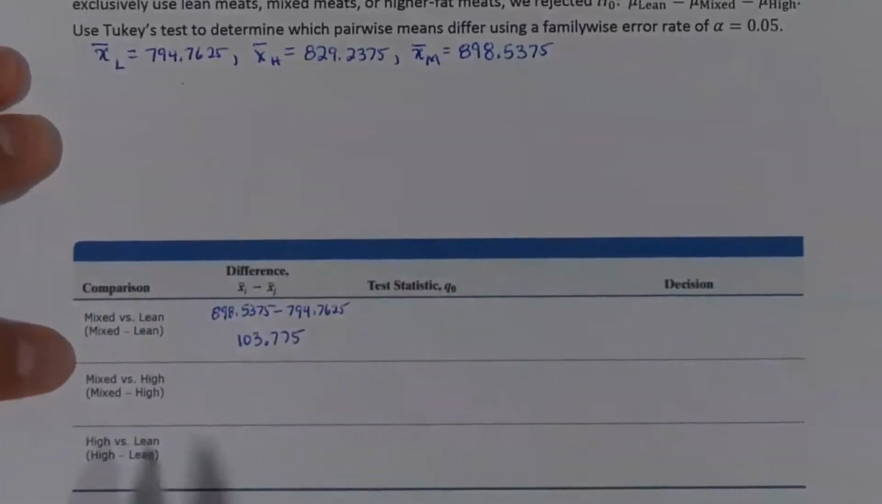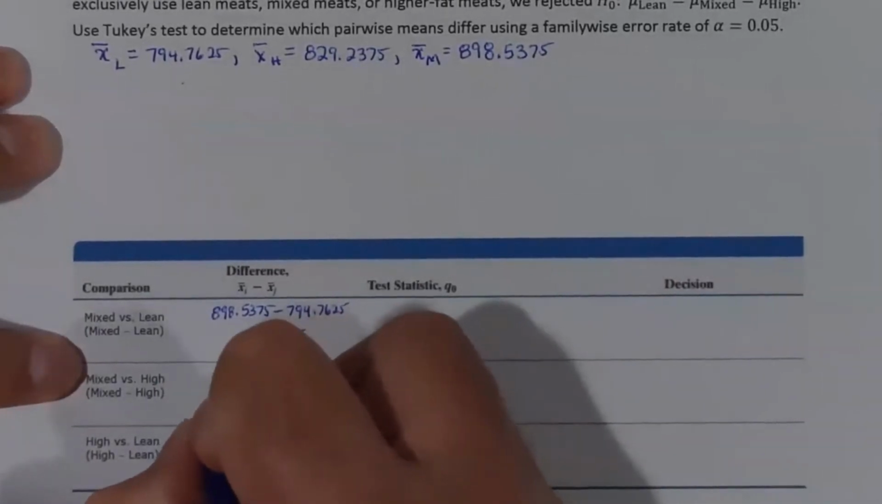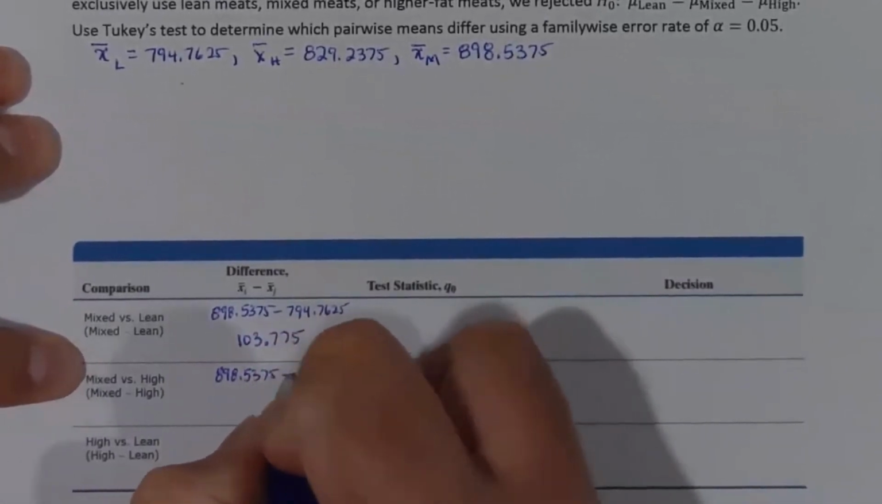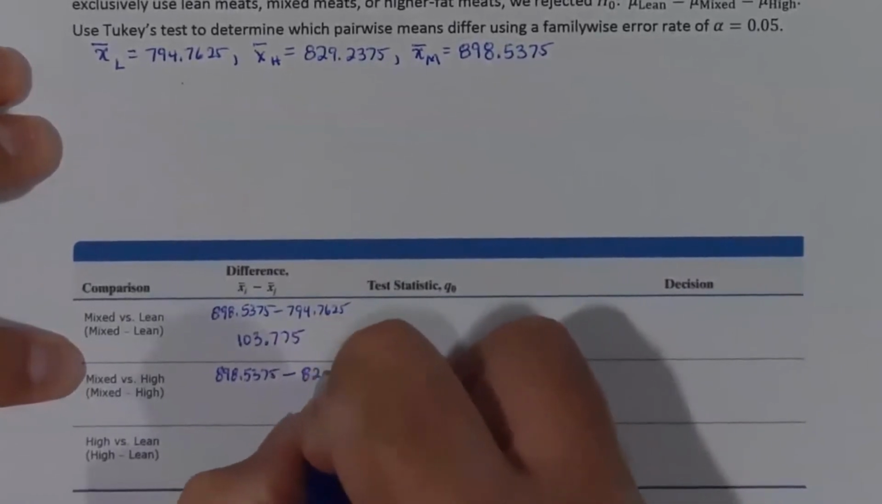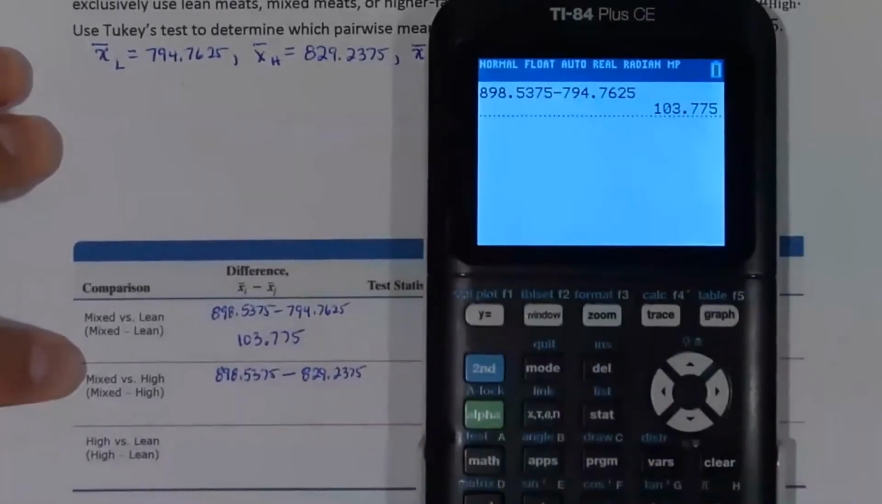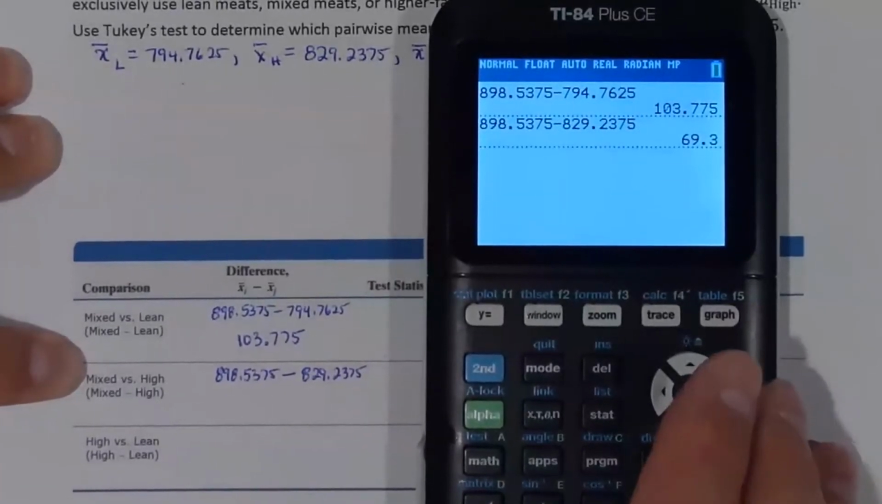If I compare mixed meats with higher fat meats, so mixed minus high, that's going to be, again, mixed meats in front because it's larger, 898.5375 minus 829.2375, that is 69.3.